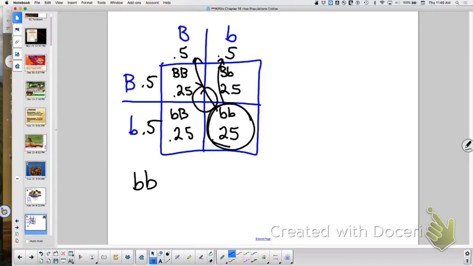Notice I couldn't work off the dominant trait. If I said 75% show the dominant trait, those that show the dominant trait could be big B, big B, or they could be what? Big B, little b. So you would always have to work off the recessive trait in order to figure back.